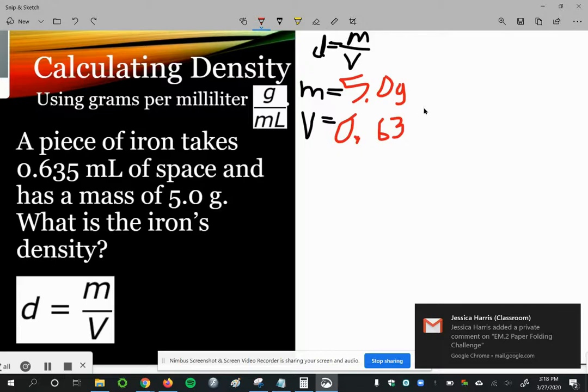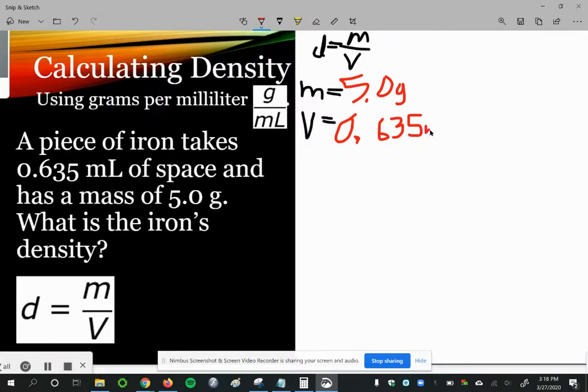Oh my goodness. I'm going to have to fix this, guys. That's a pretty good 5, actually. Wow, I'm proud of myself. 0.635 milliliters. I'm sorry, this looks like kindergarten wrote it. I am going to get my computer fixed, I promise.